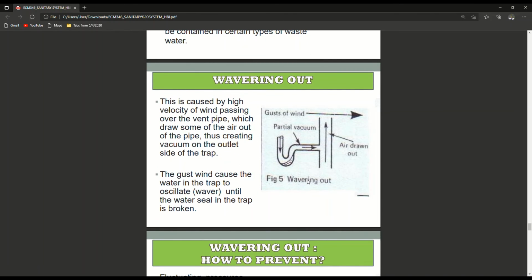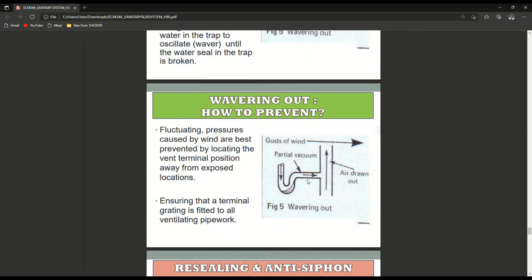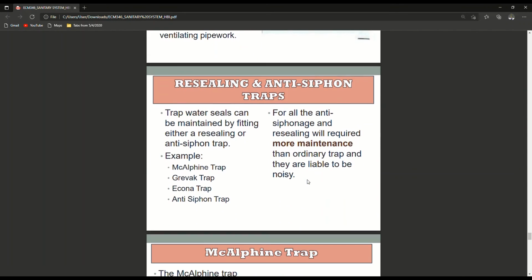Wavering out. This is caused by a high velocity of wind passing over the vent pipe, which draws some of the air out of the pipe, thus creating a vacuum on the outlet side of the trap. The gusting wind causes the water in the trap to oscillate until the water seal in the trap is broken. So how to prevent it? Fluctuating pressures caused by wind are best prevented by locating the vent terminal position away from exposed locations, and ensuring that a terminal grating is fitted to all ventilating pipes.